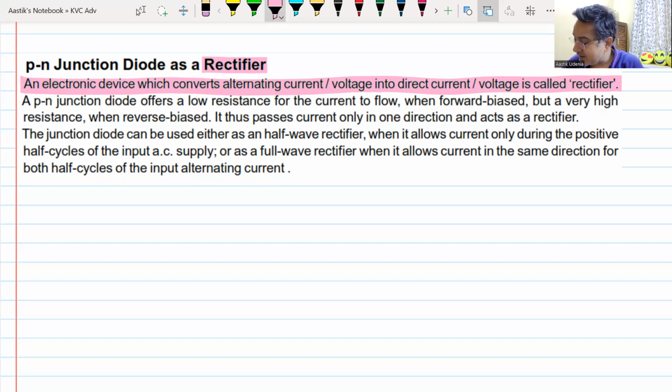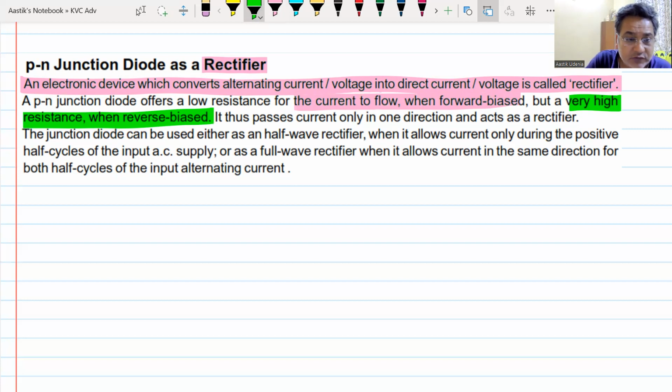In forward biasing, it will allow current to flow, but in reverse biasing, it will not allow current to flow. So in one cycle, it will allow current to flow. In the other cycle, it will not allow current to flow, and therefore you can use this PN junction diode as a rectifier. Yes or no? Do we understand this?